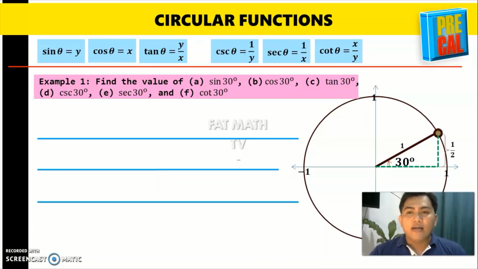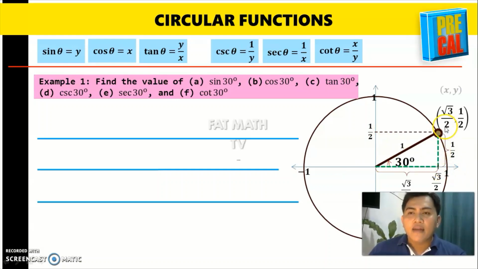And then the longer leg is square root of 3 times the shorter leg. So this part here is 1/2 square root of 3, or that is square root of 3 over 2. So the x here is square root of 3 over 2 and the y here is 1/2. So you can already identify the coordinates: for x, square root of 3 over 2, and for y, 1/2.